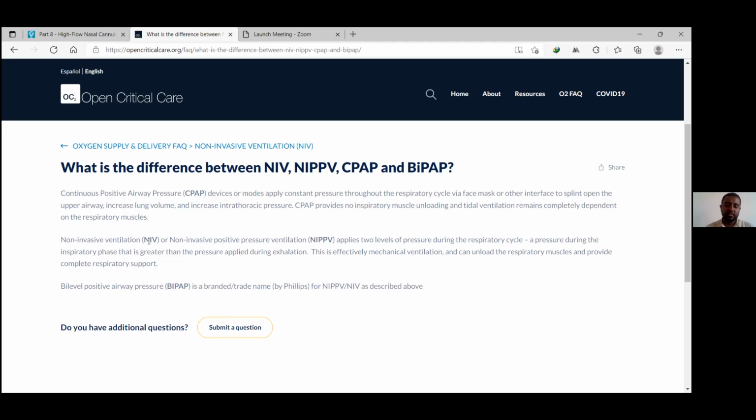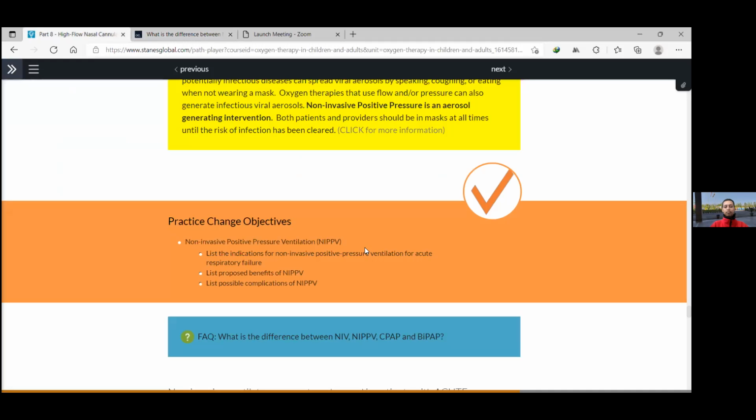One of our participants has also mentioned this very clearly. BiPAP is just a brand name which was developed by Philips. So I think you have very nicely answered it.